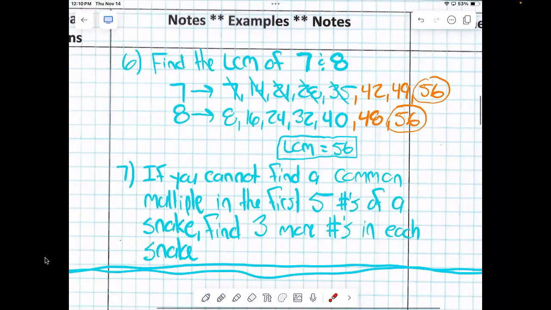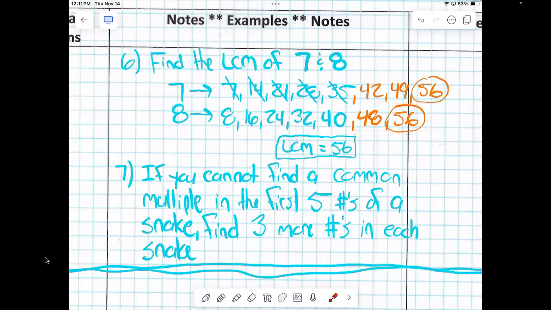Yes. My suggestion is you find how many more multiples if you can't find them after the first 5? 3. Find 3 more and find 3 more, right? Yes. Ultimately, did we find the least common multiple of 7 and 8? Yes. So if you can't find it in the first 5, find 3 more, yes? Yes. We good?